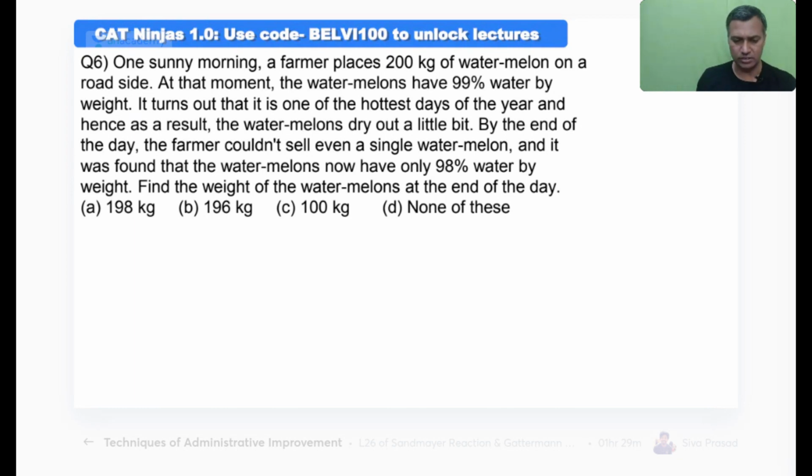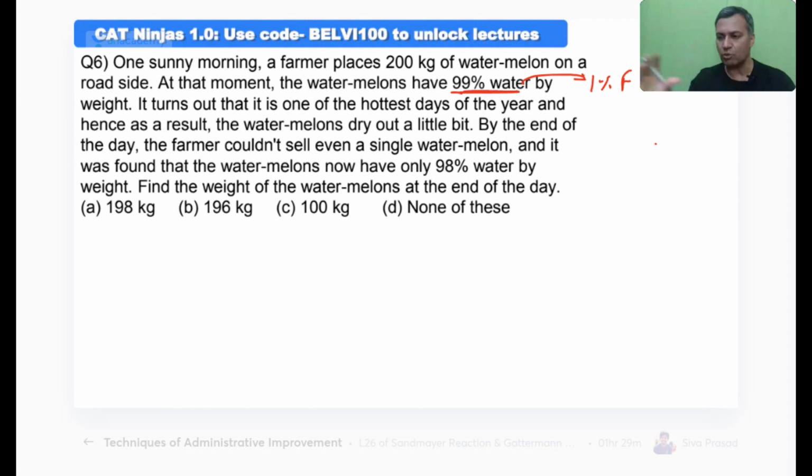Good enough. So let us discuss the way we were talking about. 200 kg is the quantity of watermelon. Watermelon has a water component and a pulp component. 99% is water, so focus on the pulp. 1% is the pulp in fresh watermelon. Let me take it as from fresh watermelon, the pulp component is 1%.